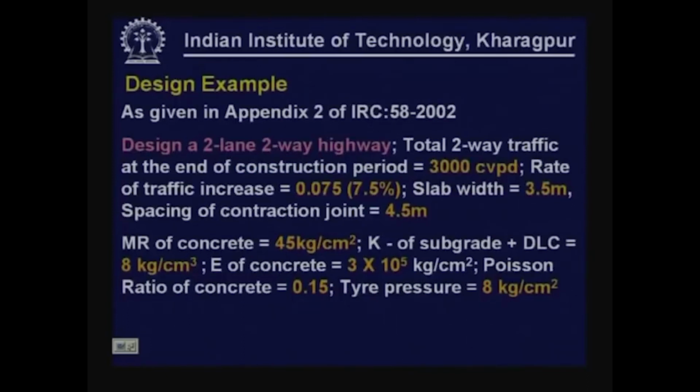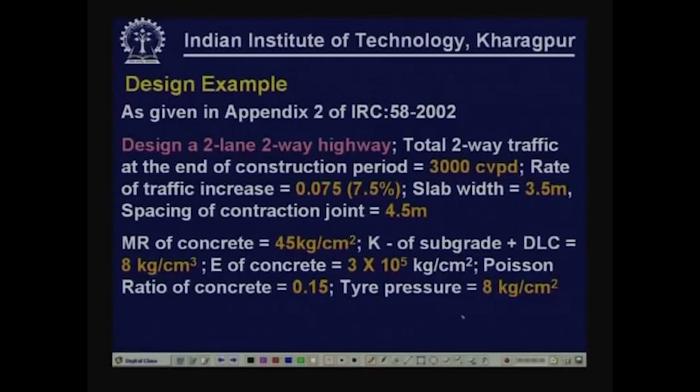The slab width, this being a 2-lane 2-way highway, each lane has a longitudinal joint in the middle, so width is 3.5. So this is how it is constructed. There is a longitudinal joint here and the transverse joints are placed at 4.5. Total width is 7 meters, so this is 3.5. So, the dimension of the slab is 3.5 by 4.5. So, spacing of contraction joint is 4.5.